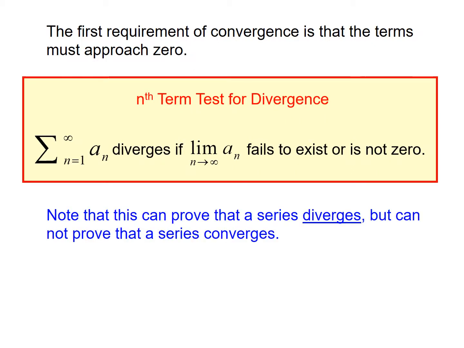And what we really need to make sure we take from this is the nth term test can only show divergence. The nth term test does not show that something converges. If that limit as n goes to infinity of a sub n were zero, then that series still might converge, might diverge, and we'd have to find some other method to determine that. And that's what we'll be looking at for the remainder of this chapter.